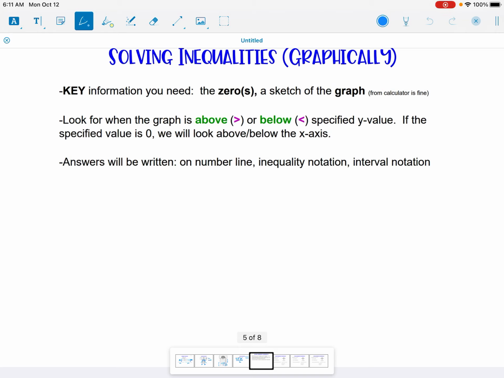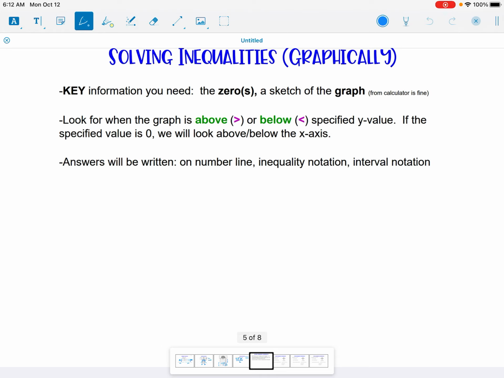So next we have to discuss how do I actually solve an inequality, and the way that I'm going to suggest doing it is graphically. There is a way to do it using algebra, but we pretty much teach how to solve it using graphs. So two key pieces of information that you'll need to solve. You need the zeros, and you need a sketch of the graph; from the calculator is totally fine.